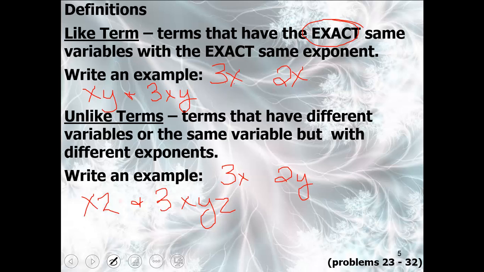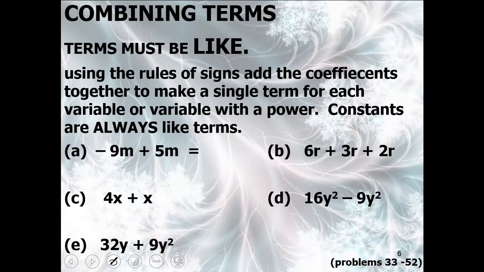Now, constants are always likes. So we could have 3 and 8, and we can always combine those to equal 11. All right? Constants are like terms. When you're combining terms, terms must be like. And we're going to use the rules of signs to add the coefficients together to make a single term for each variable or variable with a power. Constants are always like terms.